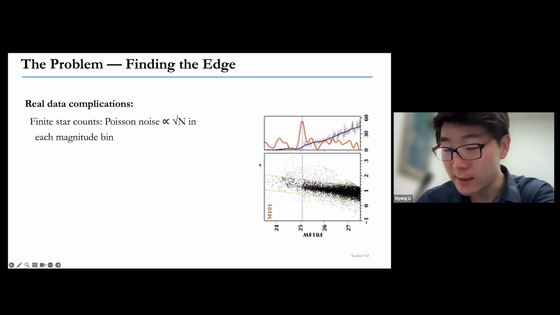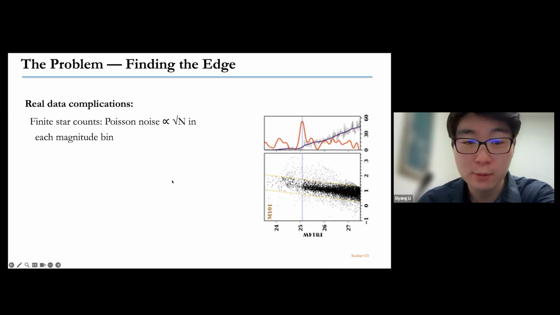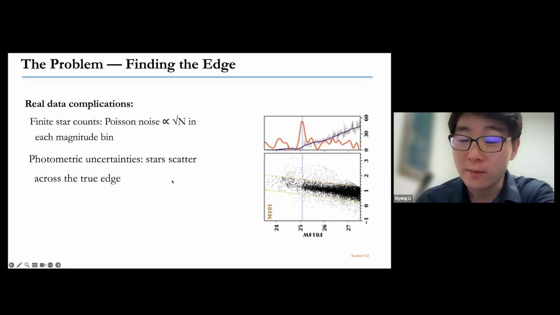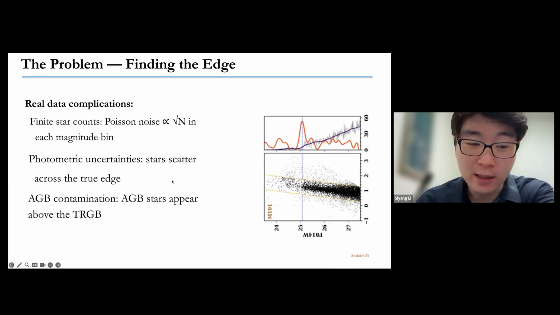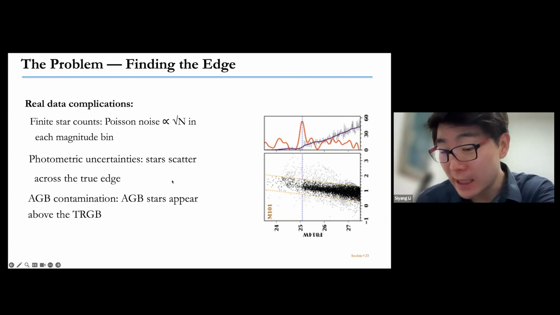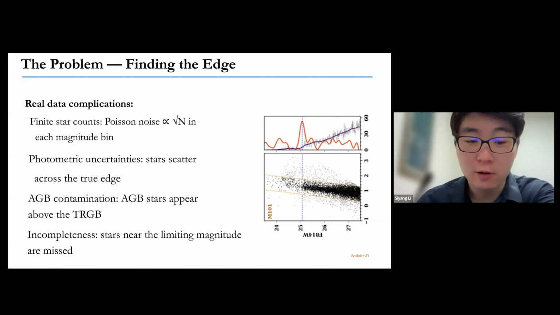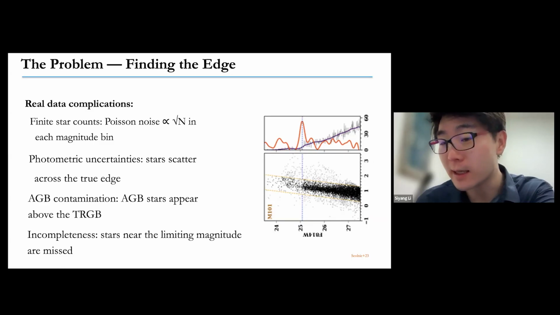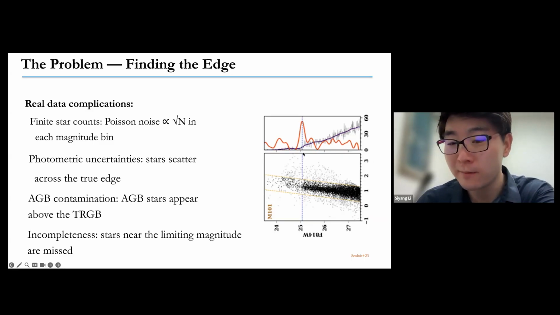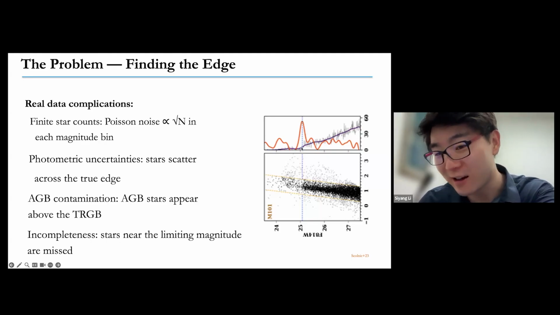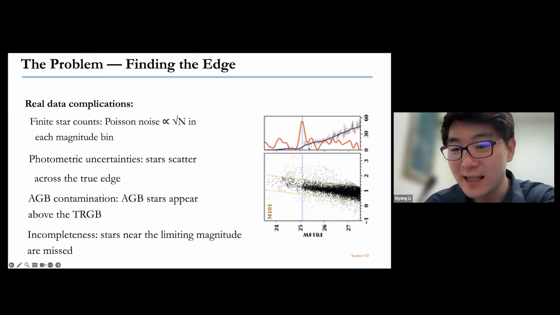Of course there's noise. When you make a histogram, there's Poisson noise. There are photometric uncertainties that add errors to your magnitudes. There's some contamination from younger stars or AGB stars. And of course, if you get too faint, there's also incompleteness that you might have to worry about. What that causes in practice is that instead of this very sharp drop cutoff, you see this kind of sloped cutoff.